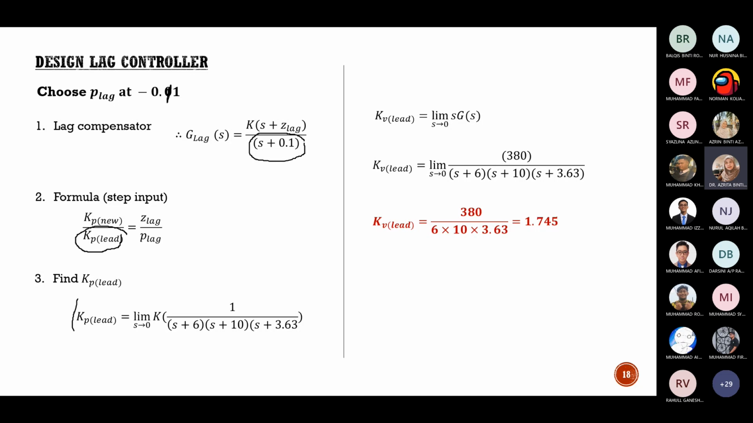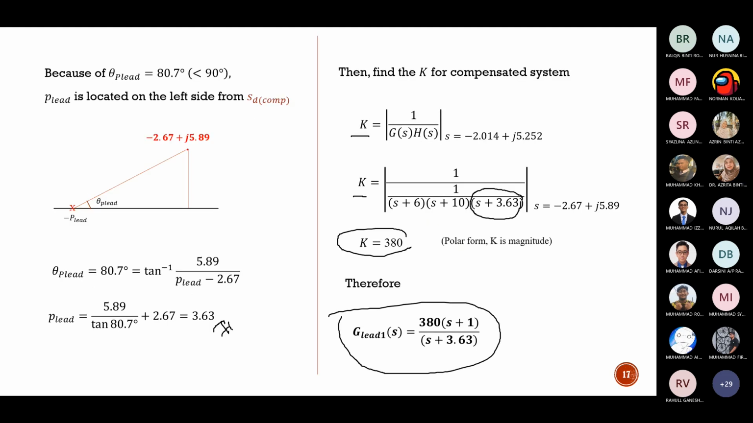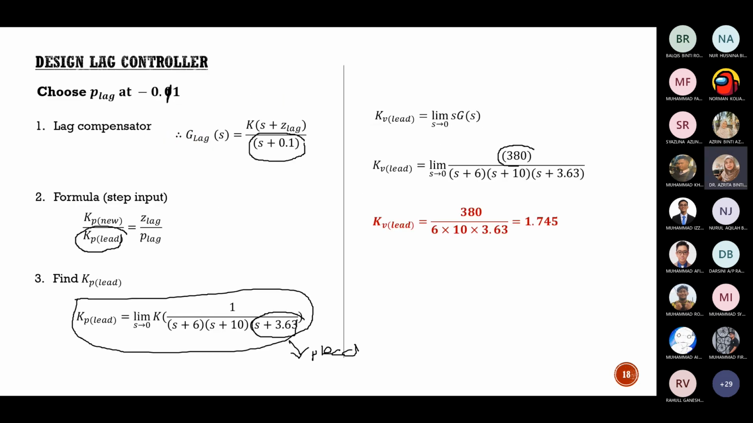Okay, so to find the KP lead, we write this formula. You can see here I include the P lead. The Z lead is already cancelled with the pole from the system, so I just write here the value of P lead. Then we replace the value of gain K that we already obtained from here, 380, and we obtain the value of KP. Typing error, KP lead.